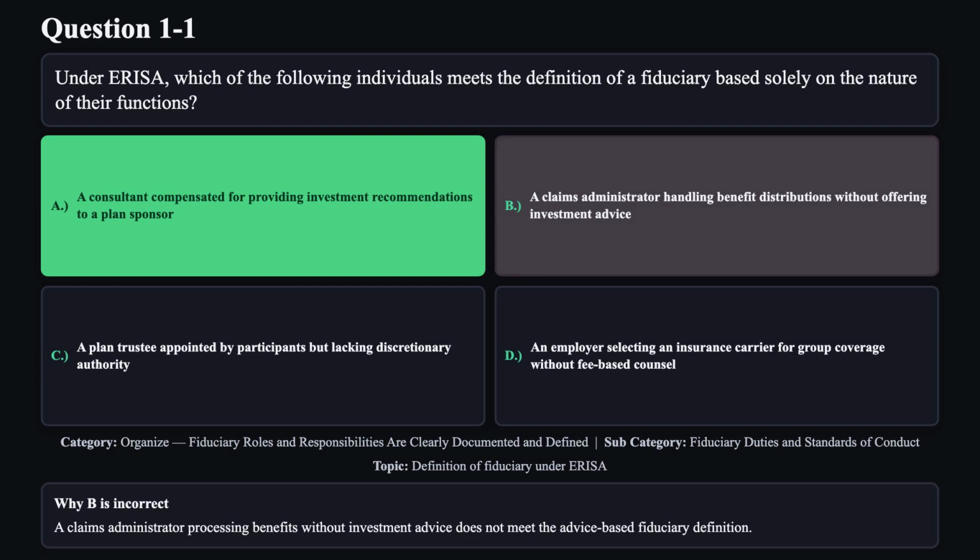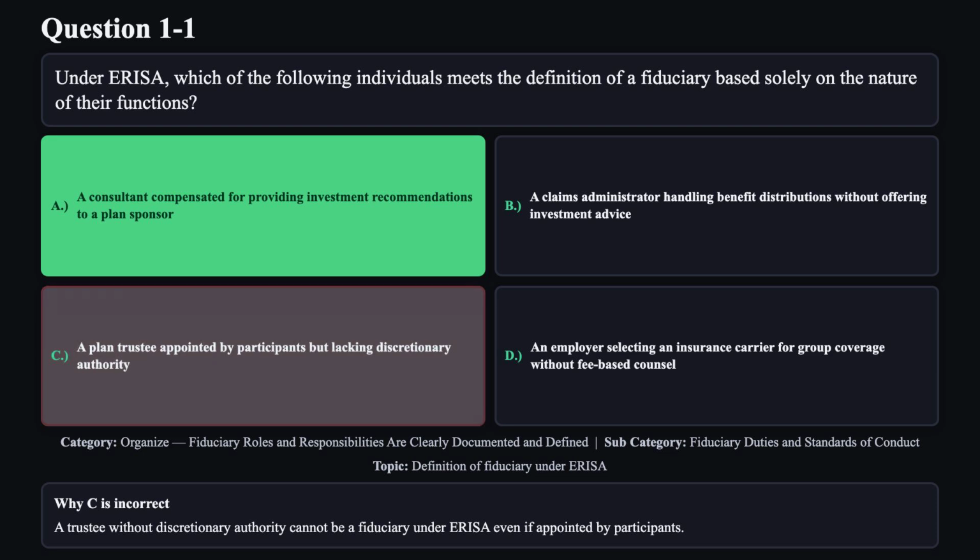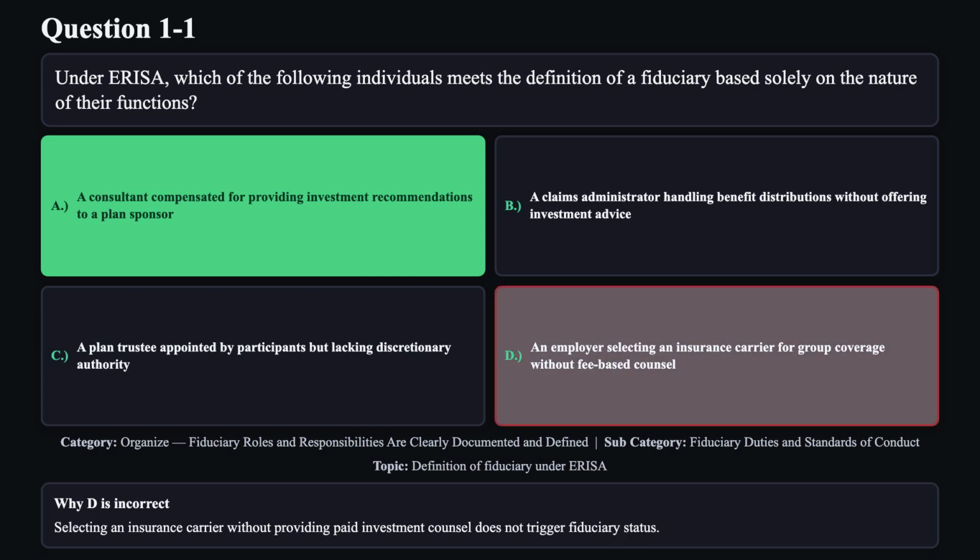Reason B is not correct. A claims administrator processing benefits without investment advice does not meet the advice-based fiduciary definition. Reason C is not correct. A trustee without discretionary authority cannot be a fiduciary under ERISA, even if appointed by participants. Reason D is not correct. Selecting an insurance carrier without providing paid investment counsel does not trigger fiduciary status.